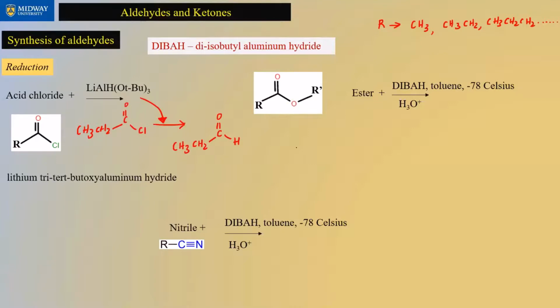Again, R and R prime could both be CH3, CH2. You can have combinations of it. I'm just going to do one really quick, where I'm going to keep both ends the same. You can also change them up, keep one end CH3, the other end CH2, CH3, and so on.